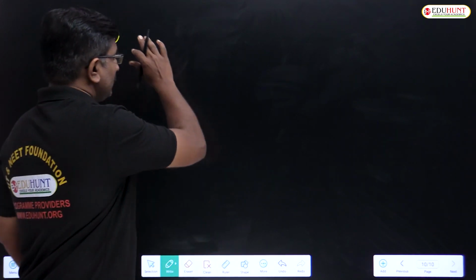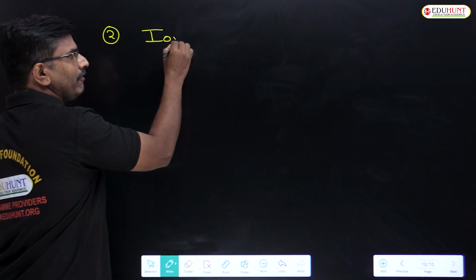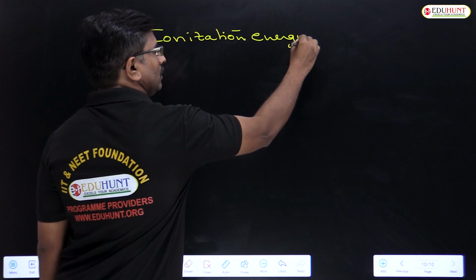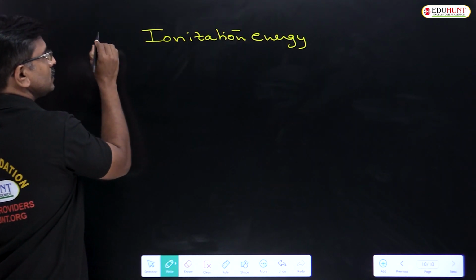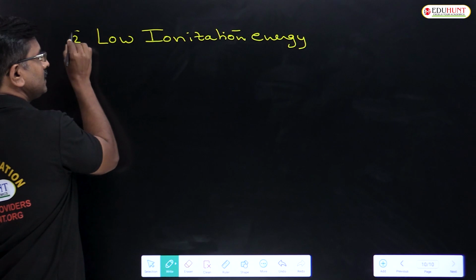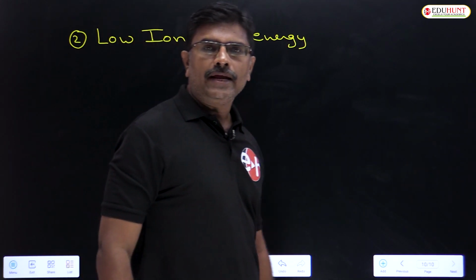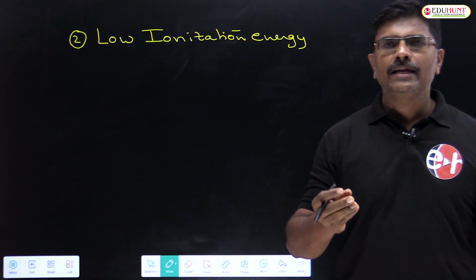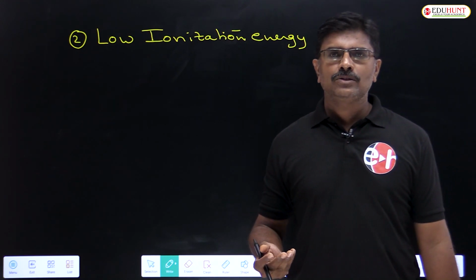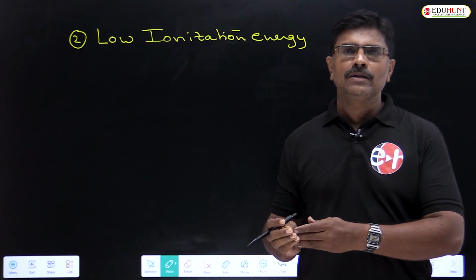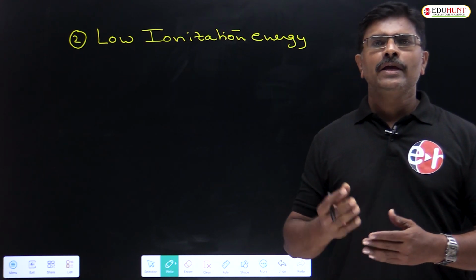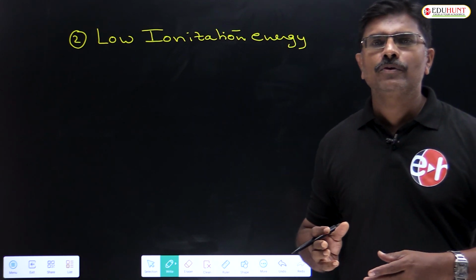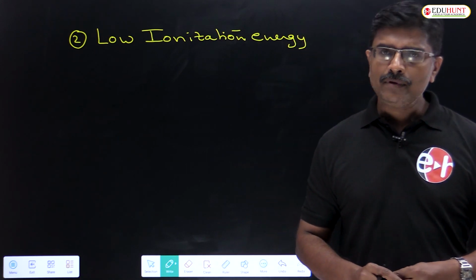See, if the ionization energy value is low, you can state the condition like this: low ionization energy. This is the second condition, right? So the lower the ionization energy, you can definitely say the cation is going to be formed easily. Understood? It is the minimum energy required to remove an electron, with which the cation is formed. If the ionization energy is less, it means we are straight away saying that the cation is going to be formed very easily, right?